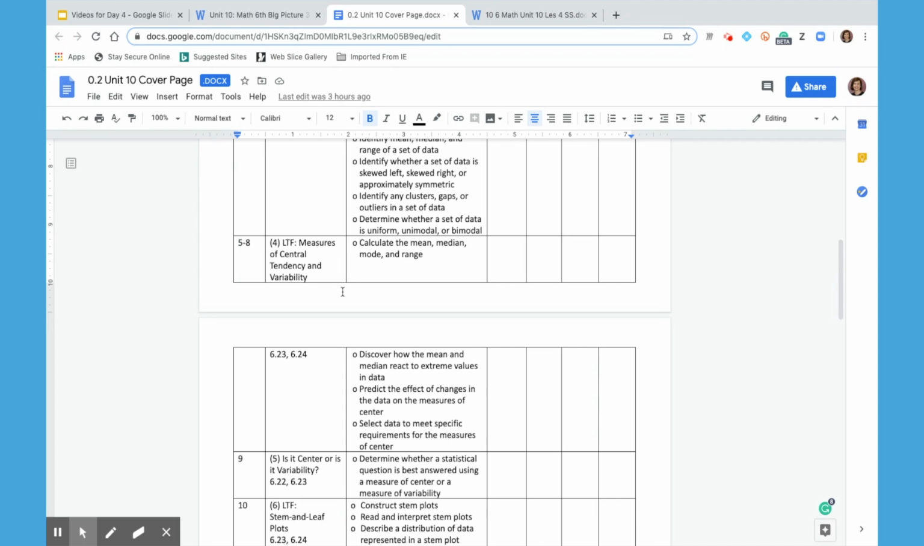So this is an LTF lesson, which is also known as NIMSY. It's measures of central tendencies and variabilities. It covers 23 and 24. I'm going to quickly run through the learning targets. I can calculate the mean, median, mode, and range, discover how the mean and median react to extreme values in data, predict the effect of changes in the data on the measures of center, and select data to meet specific requirements for the measures of center.